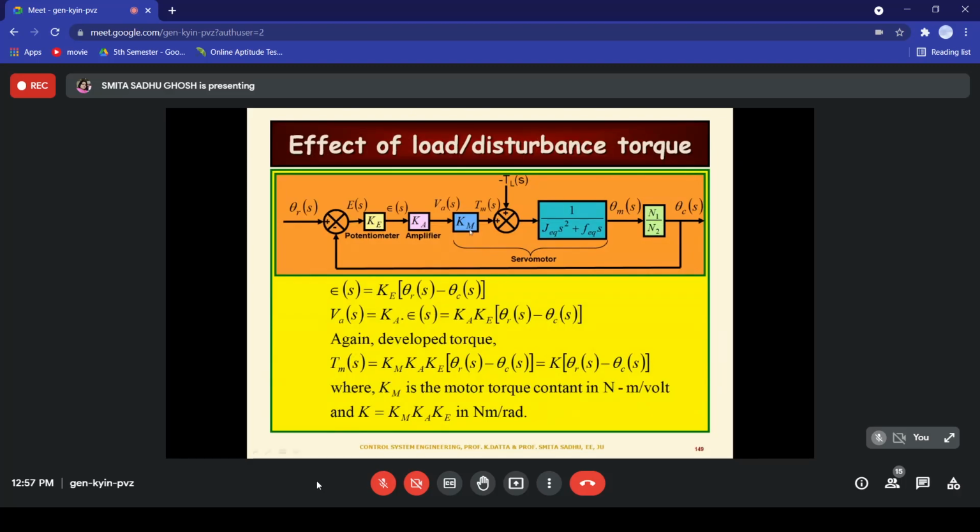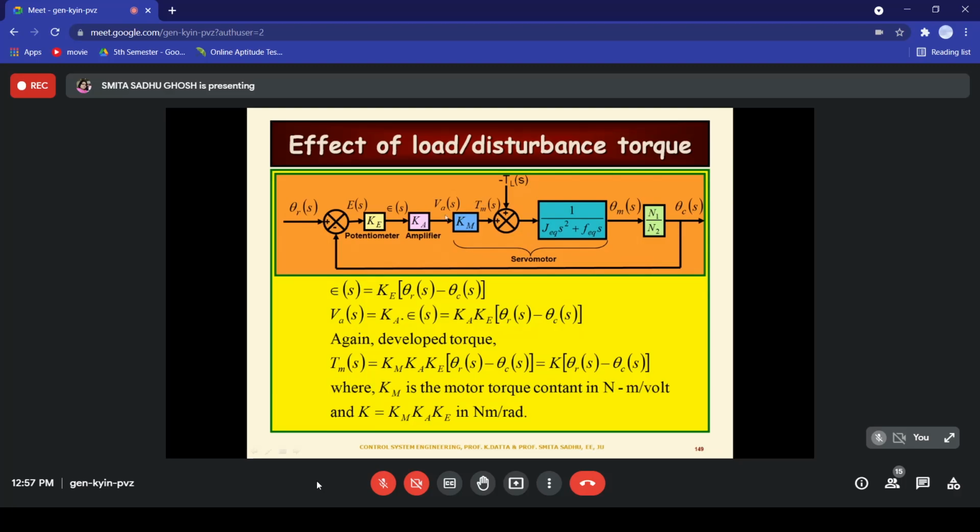Now, coming to the modified block diagram, where the disturbance or the load torque has been shown. So TL is coming with a negative sign here to show that it is acting in a direction opposite to Tm, the motor torque produced, right?